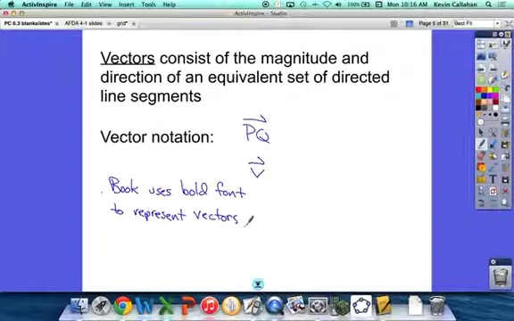Now you'll see some of that because I've copied a lot of their examples. You'll see they're using bold letters. We can't.